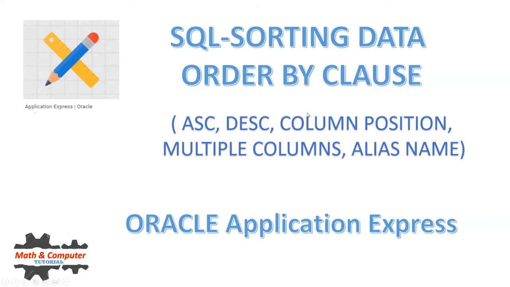Today I will discuss how to sort data using the SQL ORDER BY clause statement. We can sort data by ascending order or descending order. We can also sort data by numeric position or column position. We can also use multiple columns and sort data by alias name.